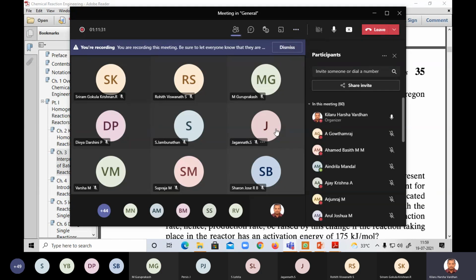Meanwhile, you try to do a lot of problems because CRE is everything about problems only. So you have to do more problems, exercise problems, some example problems. You can see the Gavhane book. They'll give you a lot of problems, solutions to the exercise problems. And then you start doing it. Once you start doing it, you'll get a lot of doubts. Then I'll try to clear your doubts.